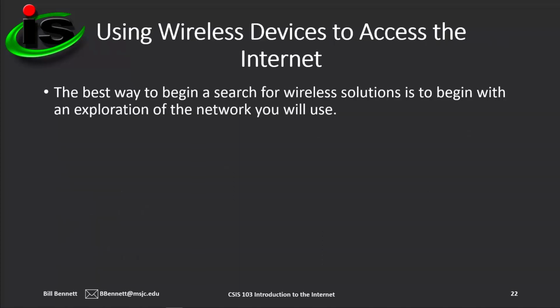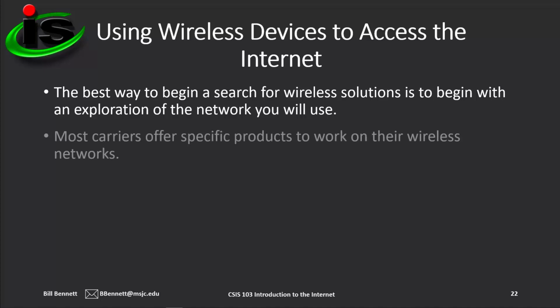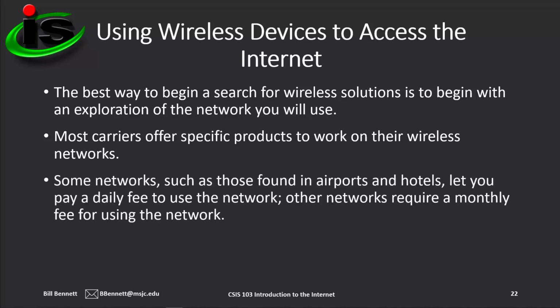The best way to begin a search for wireless solutions is to begin with an exploration of the network that you will use. Most carriers offer specific products to work on their wireless networks. Some networks, such as those found in airports and hotels, let you pay a daily fee to use the network. Other networks require a monthly fee for using the network. Some local governments have invested in communications infrastructures to create local municipal broadband networks that they manage within their jurisdiction.